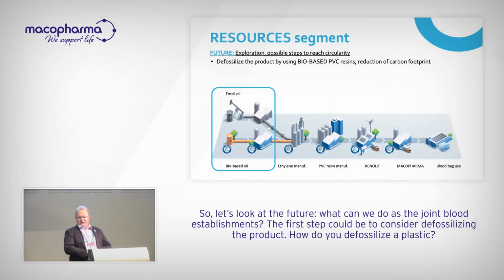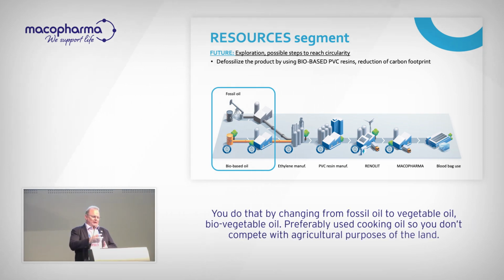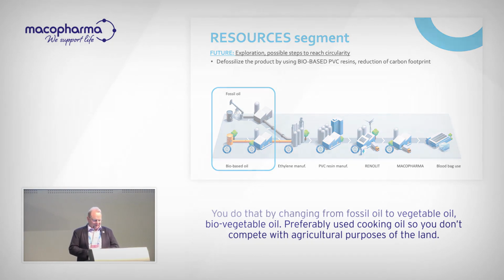So let's look at the future. What can we do as the joint blood establishments? The first step could be to consider defossilizing the product. How do you defossilize a plastic? You do that by changing from fossil oil to vegetable oil, bio-based oil. Preferably used cooking oil, so you don't compete with agricultural purposes of the land.